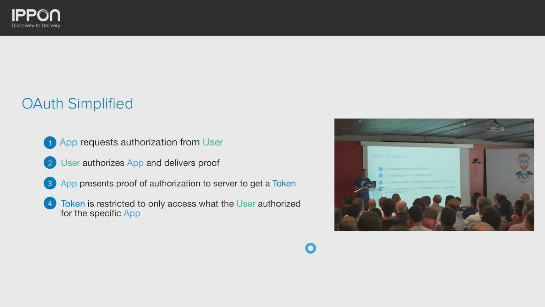So OAuth simplified is basically an app requests authorization from the user. The user authorizes the app and delivers proof. And that is probably the most confusing part of OAuth, number 2. When the user authorizes the app, if they're already logged in to, say, Facebook, all they do is click login with Facebook. Facebook prompts them with something that says, do you authorize? And then you go into it. If you're using something like Okta or Keycloak, chances are you're not already logged in, and so you get a login screen. If you weren't logged into Facebook, same thing would happen. You would get a login screen. You'd have to log into Facebook and then continue from there.